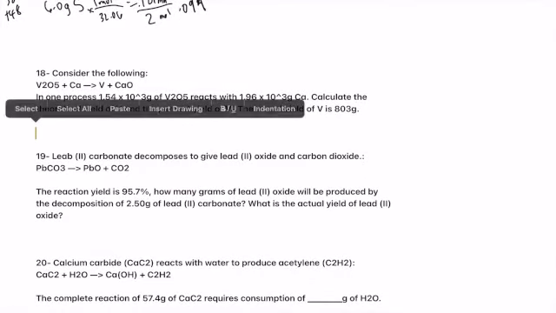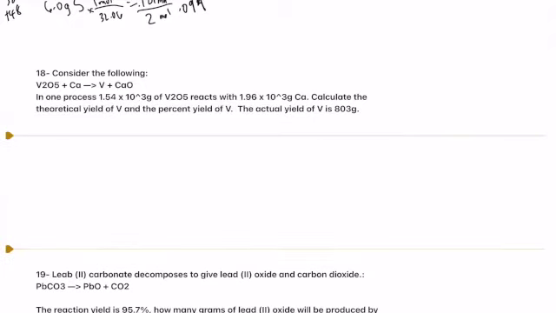Takes us to 18. Which means we're almost there.